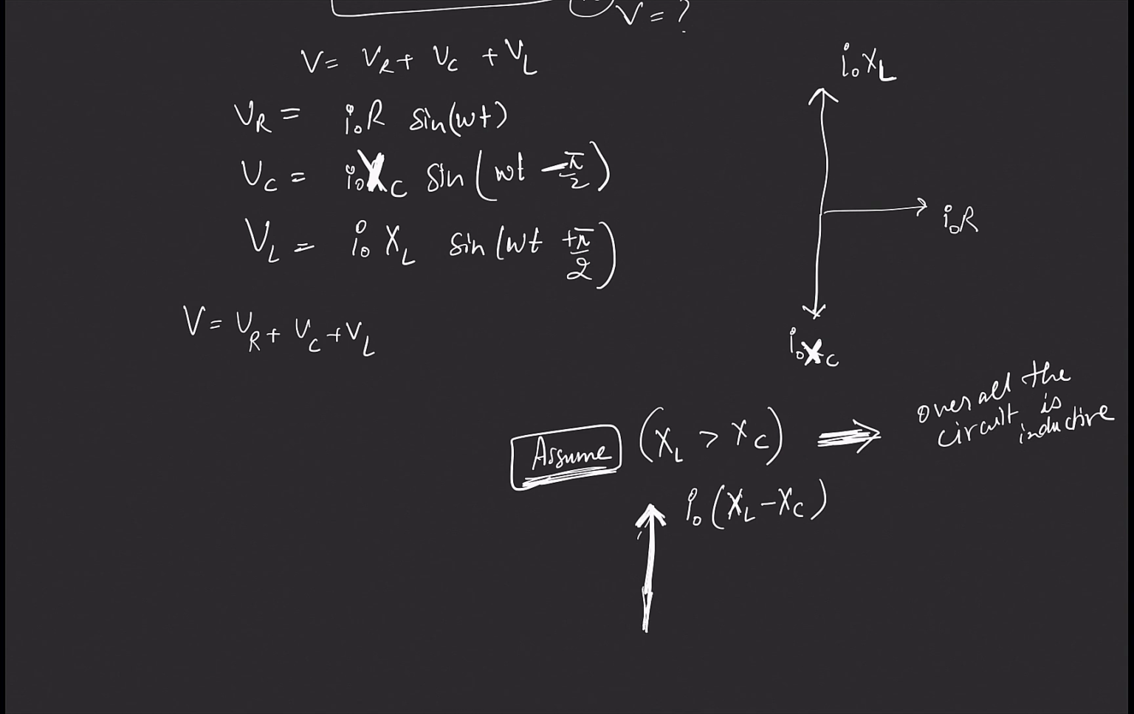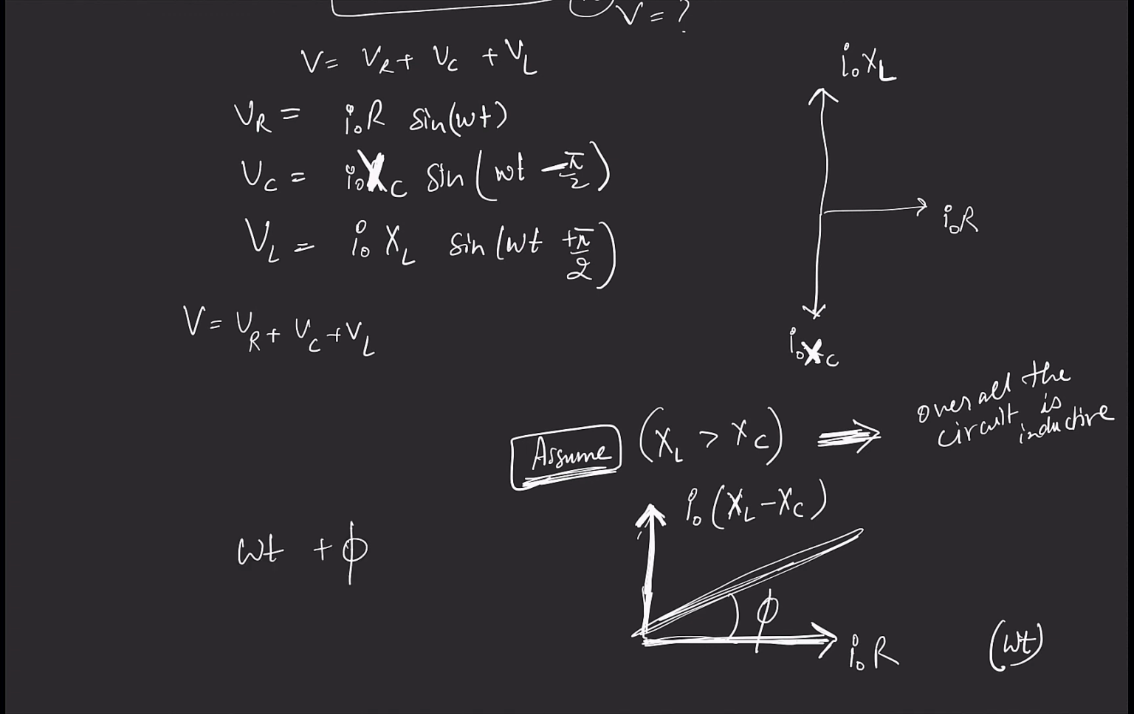And we can also see that whenever the circuit is inductive, the voltage would be ahead of current. So this current is on the x-axis, right? The current is at an angle of omega t. So the angle of voltage would be more than the angle of current, because the net resultant would be something like this. So the angle of voltage would be omega t plus phi. The angle of instantaneous voltage is omega t plus phi.